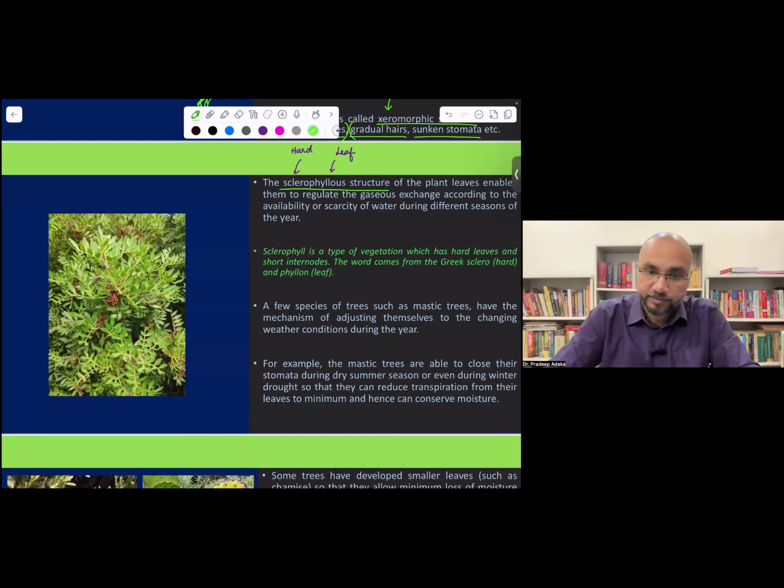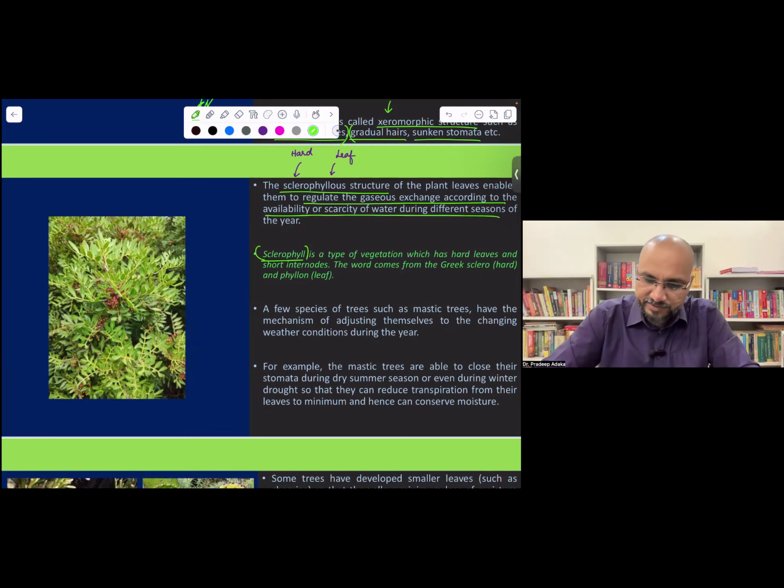Sclerophyllous structure to regulate gas exchange according to the availability or scarcity of water during different seasons. During the winter months, transpiration rate is normal. During the summer months, transpiration rate will reduce to conserve moisture. So they modify according to the season. Sclerophyll is a type of vegetation which has hard leaves and short internodes. They have upright leaves. Greek sclero means hard and phyllon is leaf.